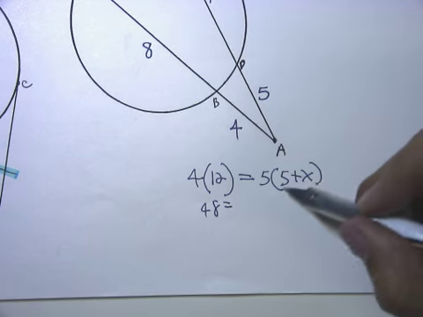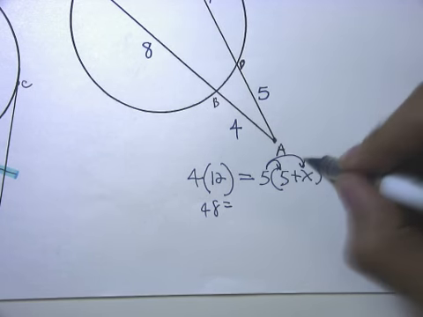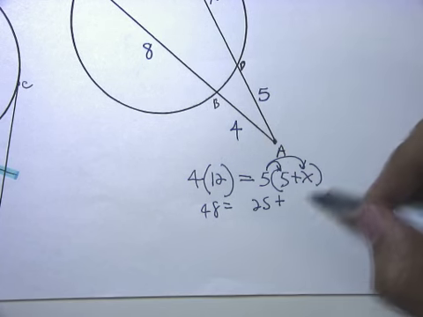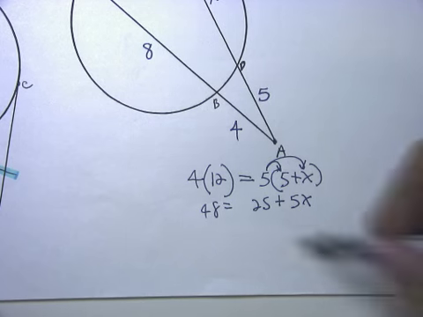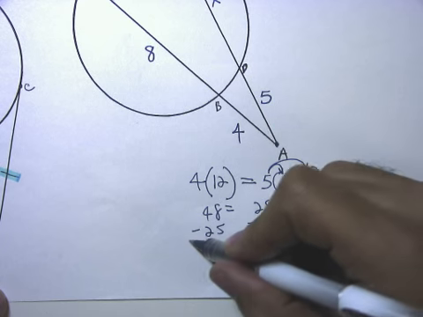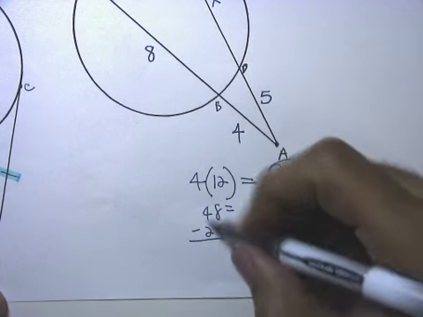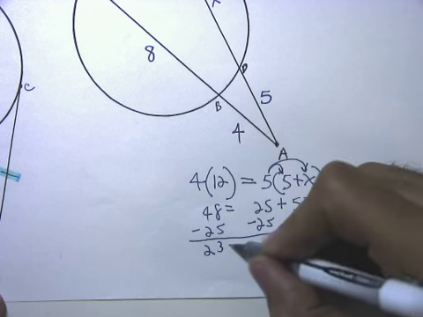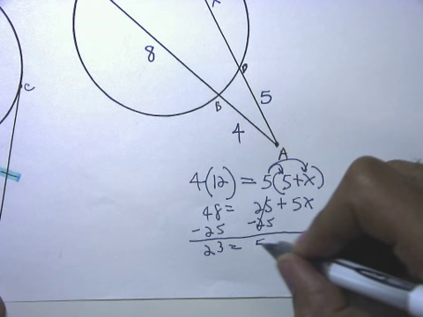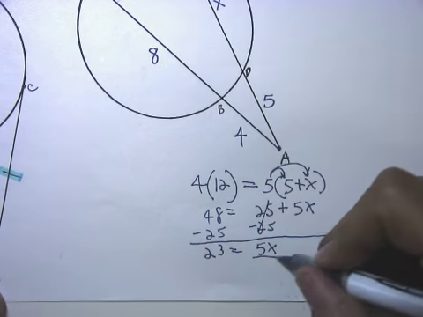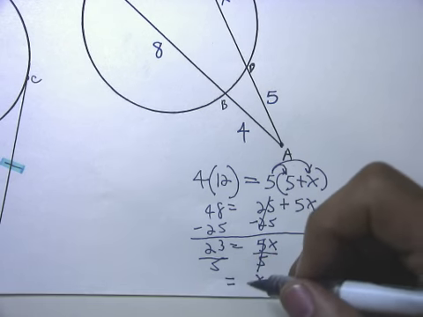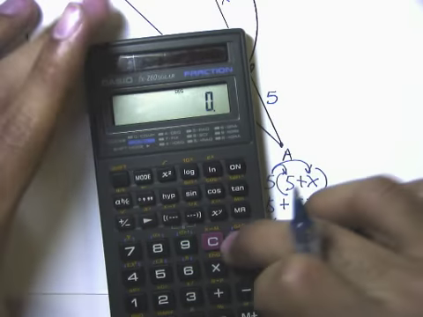And now let's do a little algebra here. So 4 times 12 is 48. I can't add these two, but I can distribute. 5 times 5 is 25, plus 5 times x is 5x. And now I have an algebraic equation where I'm going to subtract 25 from both sides. This is going to give me 23 is equal to, that cancels out, 5x. Now I'm going to divide both sides by 5.